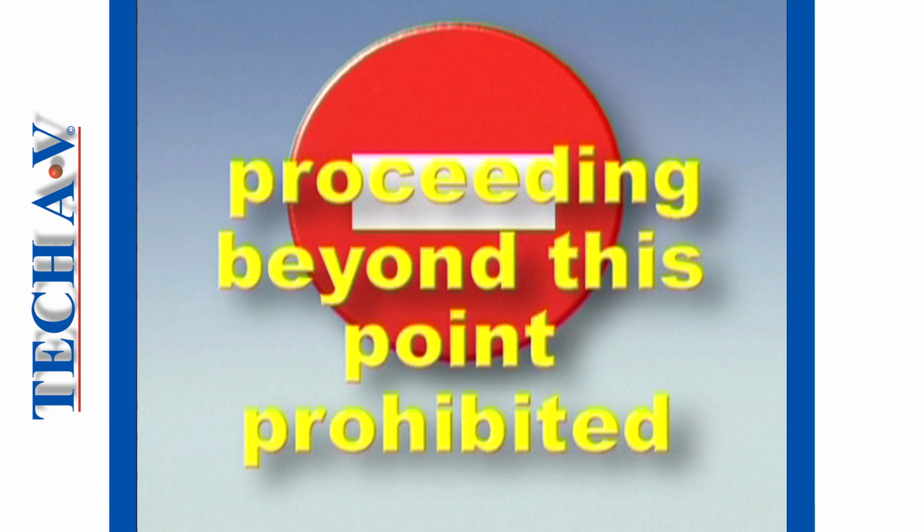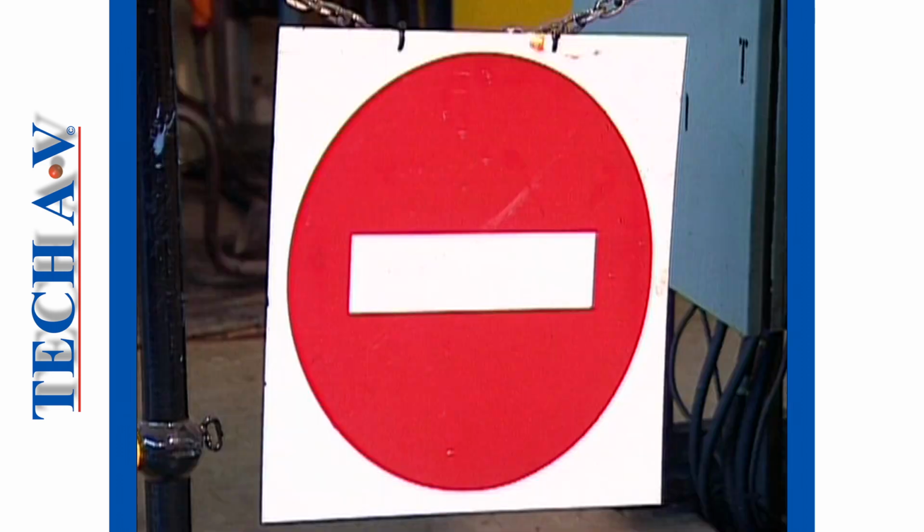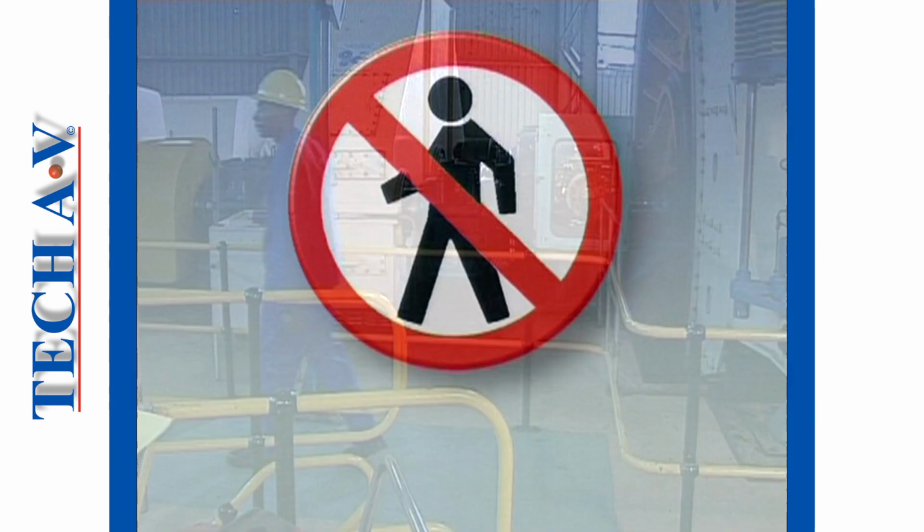The proceeding beyond this point prohibited sign. This sign indicates that entry beyond this point is restricted. You would therefore not be allowed to enter the specific area. Please adhere to these signs as they are there for your own safety's sake.